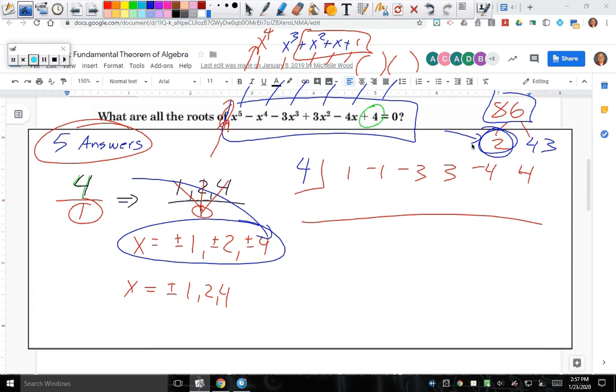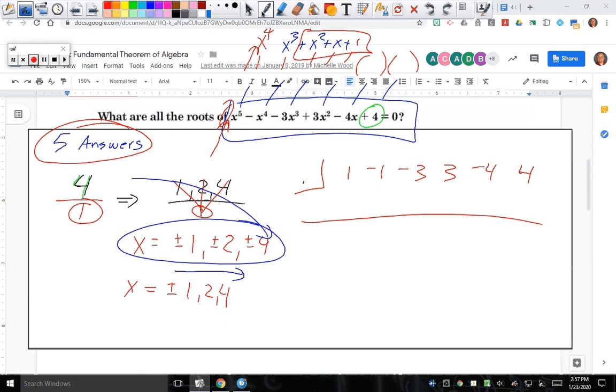Where'd you get 86 from? I just threw out a number. I wanted you to see what your brain naturally processes. It naturally processes the smaller numbers first, then the bigger numbers. Okay, here we go. So we're not going to try 4. We're going to try 1. Okay, and if it doesn't work, then we're going to try -1. Okay, and then we'll try 2 and then -2.